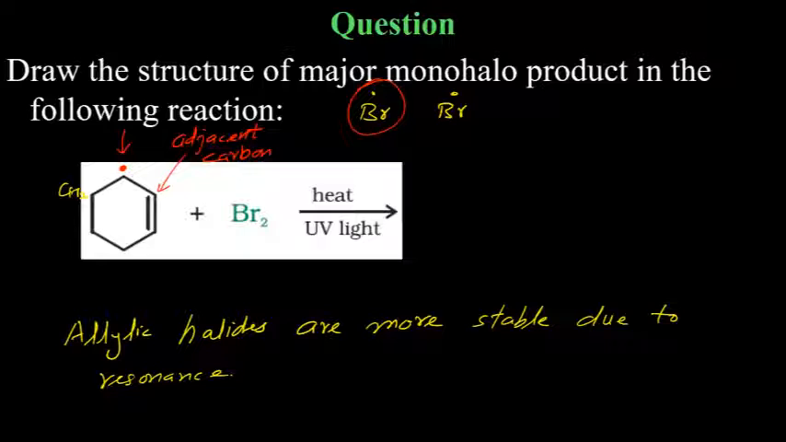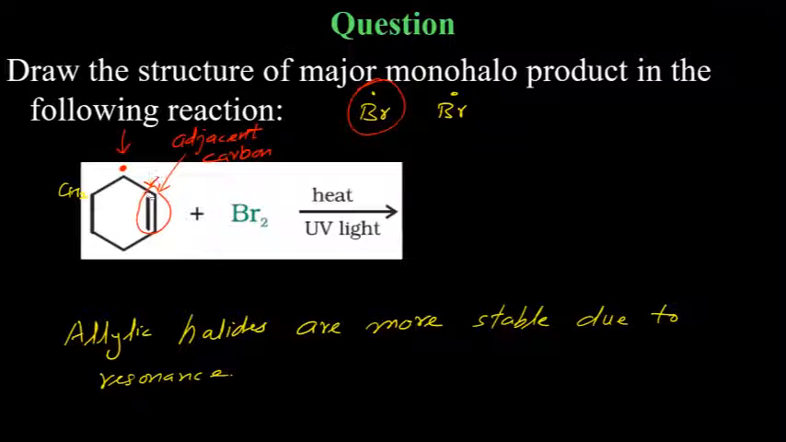Allylic compounds are those in which the functional group, for example here bromine, will get attached here. The functional group is one carbon away from the double bond, or in other words, the double bond is on the adjacent carbon of the functional group. So here, for the free radical, the double bond is on the adjacent carbon of the free radical.